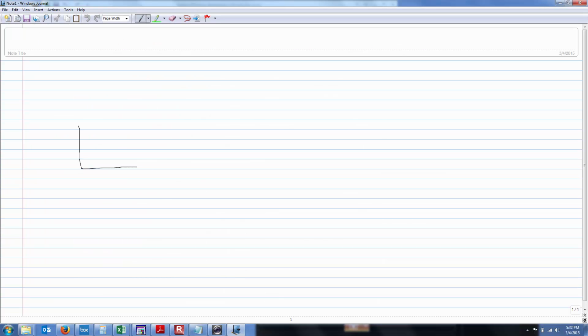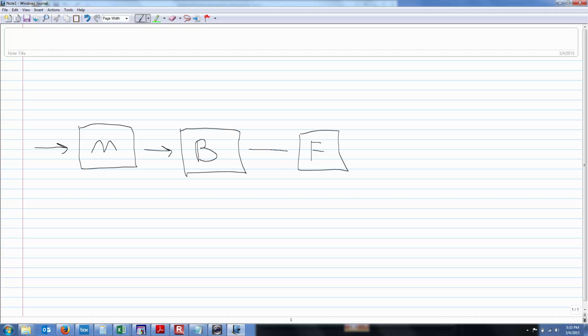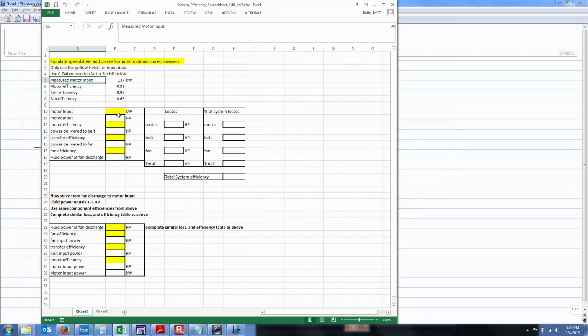So all we're looking at, we got one box here, which is a motor. You got another box here, which is a belt. And then you got another box here, which is a fan. And so the belt is attached to the motor and drives a fan. And we've got power flowing in to the motor, obviously power flowing out of the motor, out of the belt, and then finally out of the fan. So energy's flowing through this thing. And we can see that the motor input is 137 kilowatts.